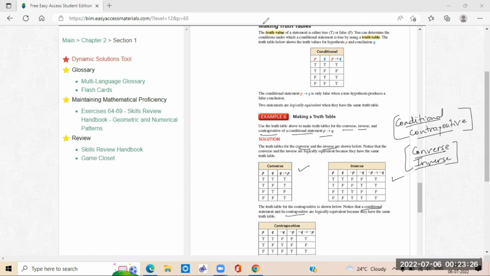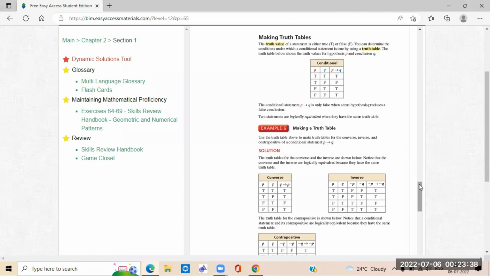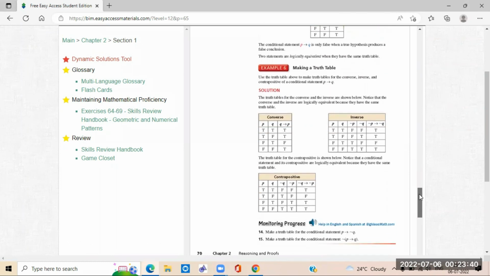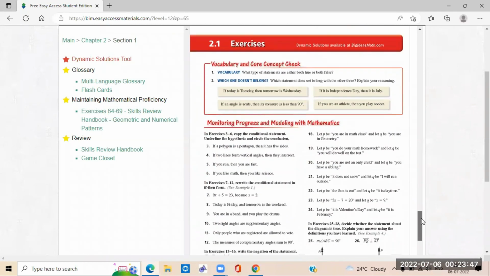So this is how we make a truth table. We have seen the truth table for all of the different cases. First we took the conditional statement, and then we saw the inverse, converse, and the contrapositive of it. In the same way, you can make the truth tables for all of these.